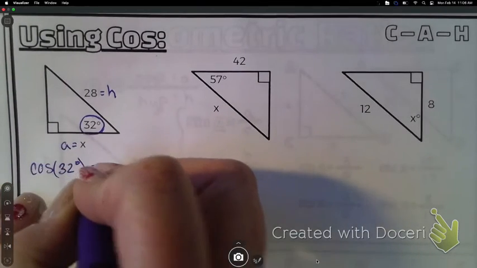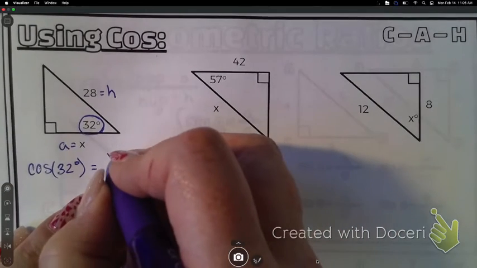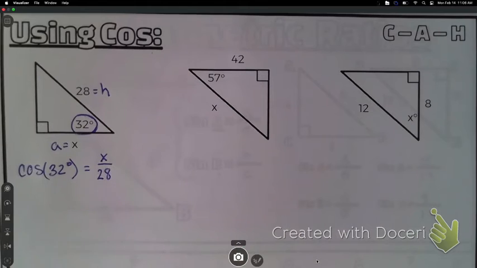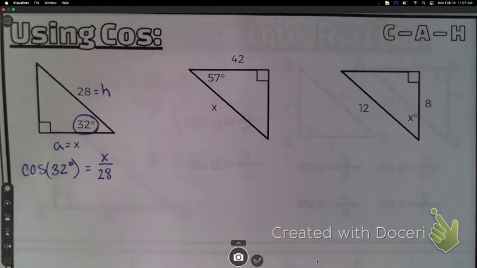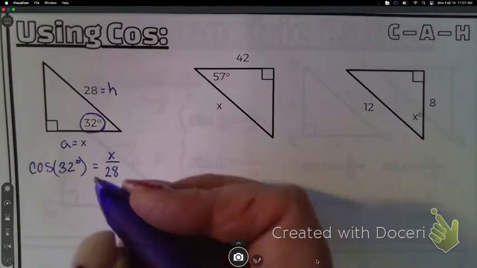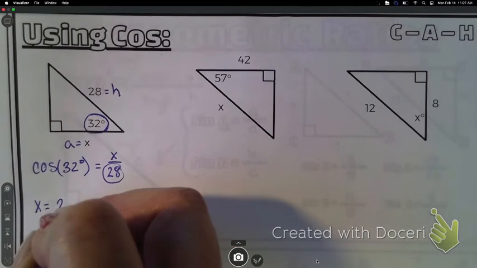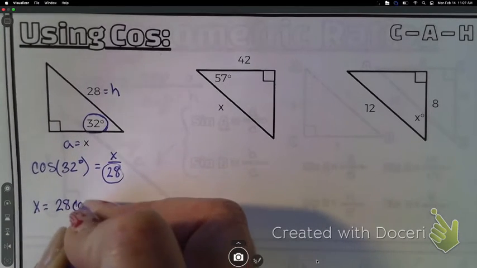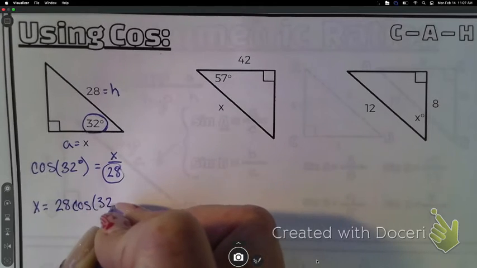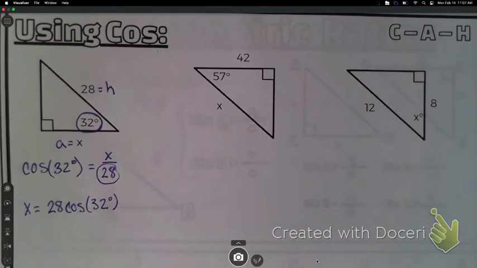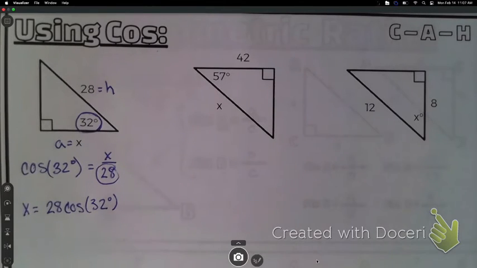degrees equals x over 28. So I'm done with the geometry, now to the algebra. I multiply both sides by what? 28. So x equals 28 cosine of 32 degrees. This is our ratios that we were doing a while ago, right? Didn't we do all our cross multiplying with our ratios? Cosine of what? 32.